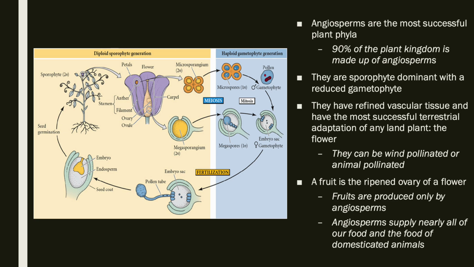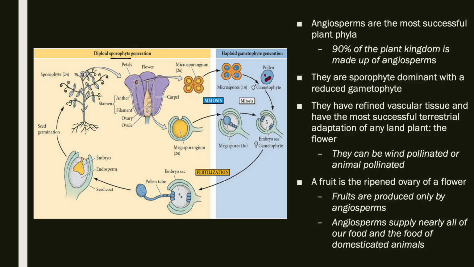And so now if we were to compare the life cycle of an angiosperm, again, you don't need to have these specific life cycles memorized. I'm just showing you how we have changed from gametophyte dominant in the bryophytes to now sporophyte dominant in our later land plant groups. The angiosperms are the most successful plant phyla. So almost every land plant is a type of angiosperm. So 90% of the plant kingdom.